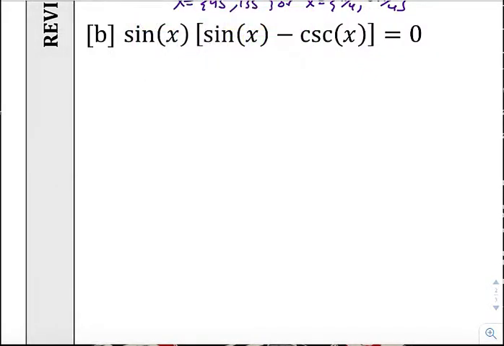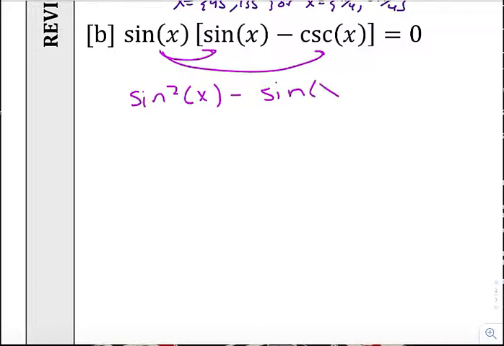So the first thing I'll probably do is distribute through, just because I don't want to be dealing with parentheses within my function. And so we'll end up with sine squared x minus sine of x times cosecant x, and that's going to equal 0. Now, sine squared of x, that's something I know how to deal with, but sine x cosecant x is going to be a little bit tougher.